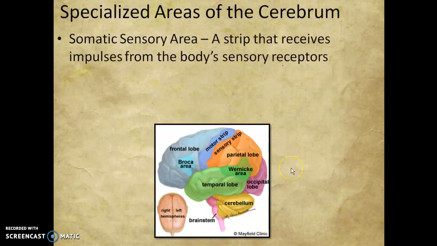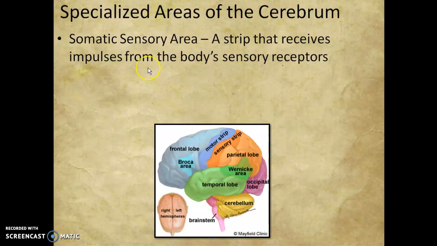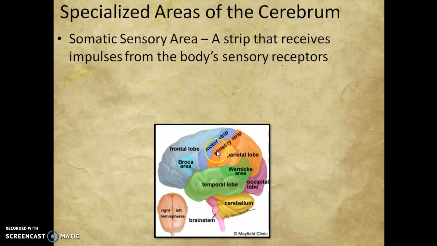Now with your cerebrum, we've got a couple different parts that deal with sensory stuff and motor stuff. So the somatic sensory area, sometimes known as the sensory strip, is going to be the part of the brain that collects all of the impulses from your body's sensory receptors. So if you touch a hot stove, if you touch a prickly cactus, if you grab an ice cube and it's cold, all of those senses are brought up into the brain through the spinal cord, of course, and interpreted. They're sent here first, right here in this sensory strip.